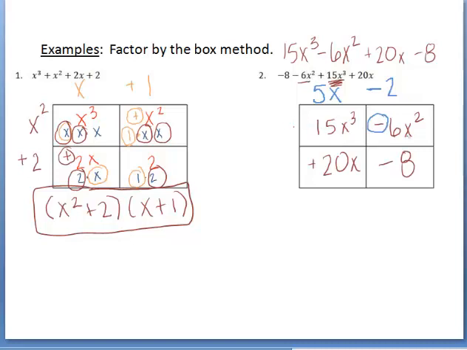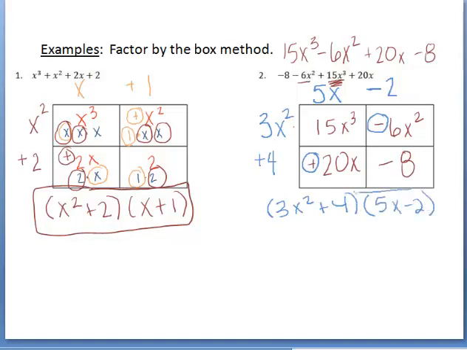15x to the third minus 6x squared, they have a 3 that you could factor out. And then x squared and x to the third, the greatest common factor is x squared. Okay, in the bottom row, the 20x minus 8, I'm going to take out that positive, so it's going to be a plus out here. 20 and 8 has a GCF of 4, and again, I don't have an x in common in both of them, so that's all I could factor out. So write down what your factors are. 3x squared plus 4 times 5x minus 2.